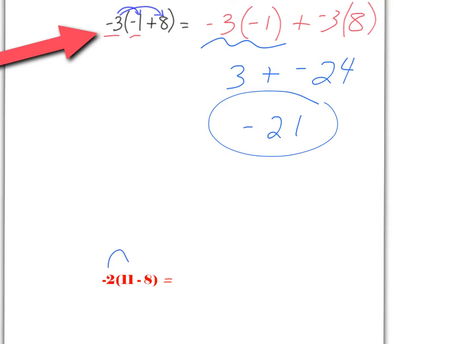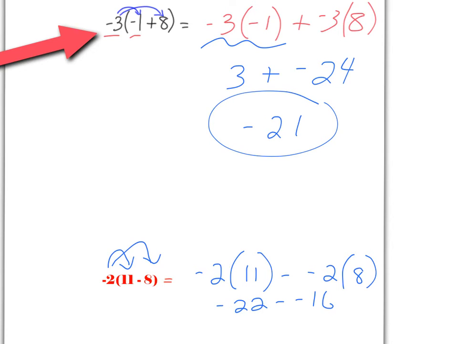Here's another example with a negative out front, so negative 2 times the first term, and then since this is subtraction instead of addition, we're going to put a subtraction sign there, and then once again, we're going to do negative 2 times the 8, so we've got negative 22 minus negative 16. Okay, and then you can add the opposite. So it's actually going to be, running out of room, negative 22 plus 16, which is negative 6. Hope you can see that.